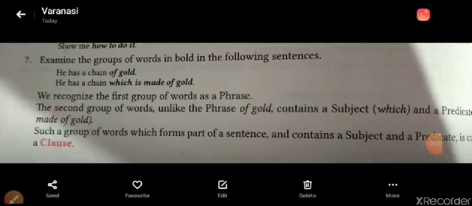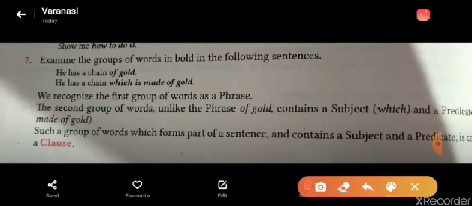Now let's examine the groups of words in bold in the following sentences. He has a chain of gold. Here you can see a chain of gold. He has a chain which is made of gold. We recognize the first group of words as a phrase. The second group of words, unlike the phrase of gold, contains a subject, which, and a predicate, is made of gold. Such a group of words which forms part of a sentence and contains a subject and a predicate is called a clause.